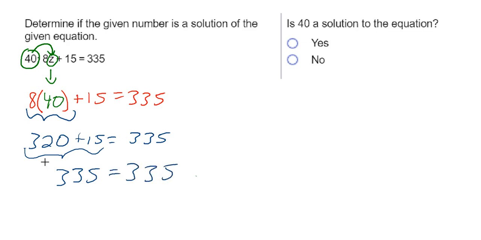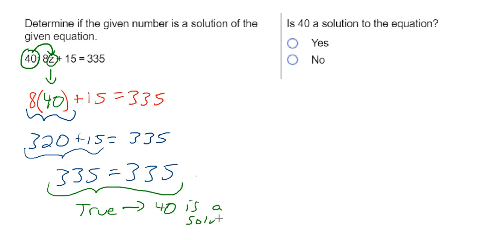All right, so in this case, the value on the left-hand side is exactly the same as the value on the right-hand side. So this time it came out true. So under the condition that z is equal to 40, this equation will be true, which means that 40 is a solution to this equation. So that's the label we give that. So this time we'll mark yes on our homework.